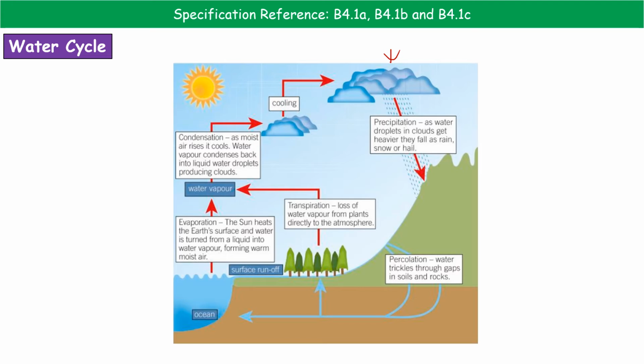As it rises, it's then going to get into the cooler air, and that means we're going to see condensation. As it condenses, it becomes clouds, and then as those clouds continue to cool, we get back to precipitation once more. So you really just need to know those few key words and what they mean. You can then apply it to any question on the water cycle.